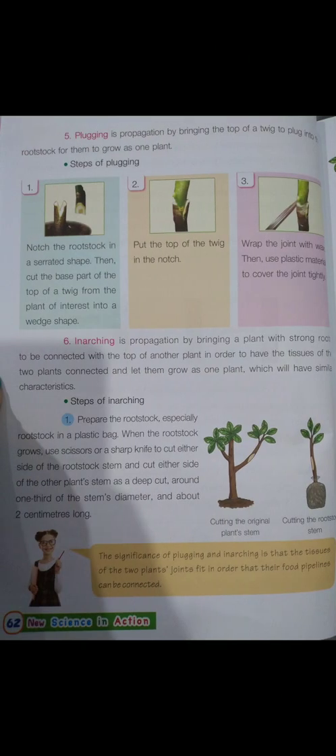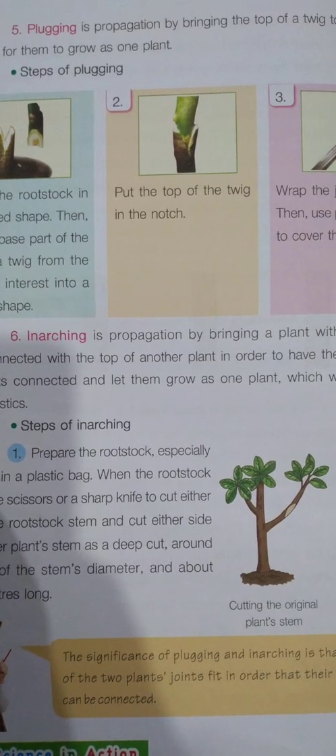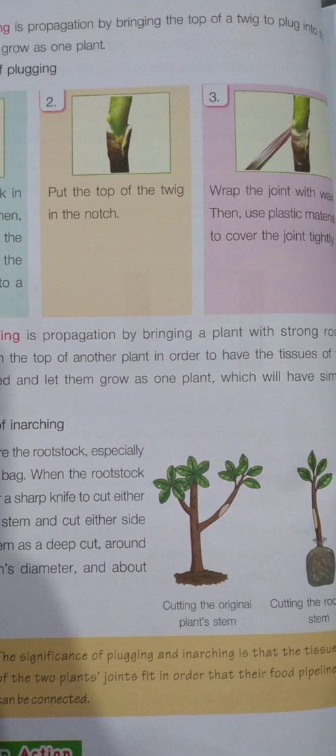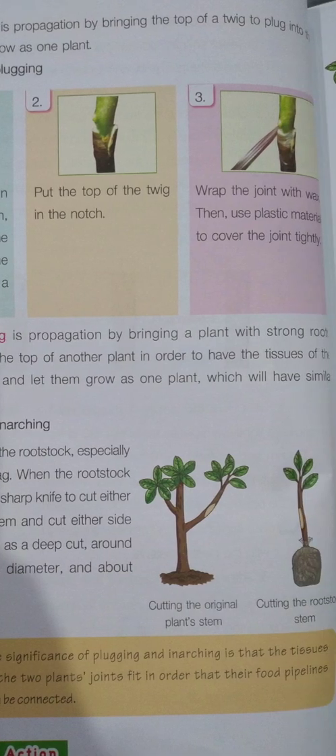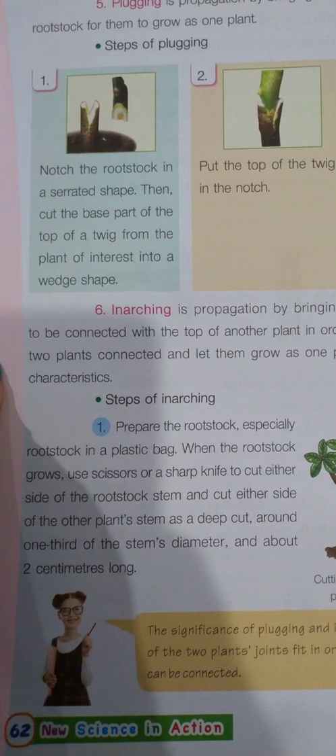Now please open your book on page 62. Another method is plugging. Plugging is a propagation by bringing the top of a twig to plug into the rootstock for them to grow as one plant. Steps of plugging.